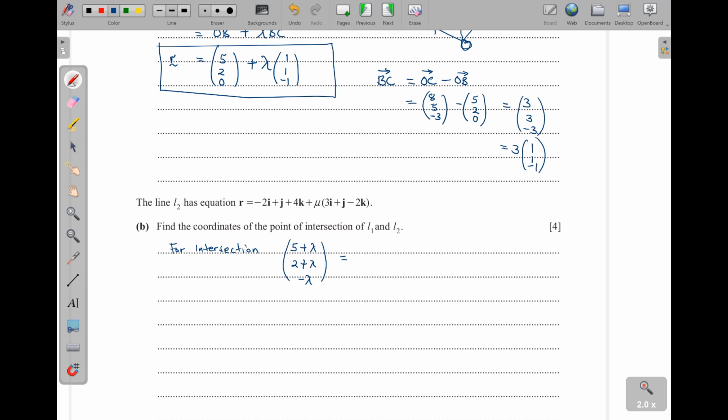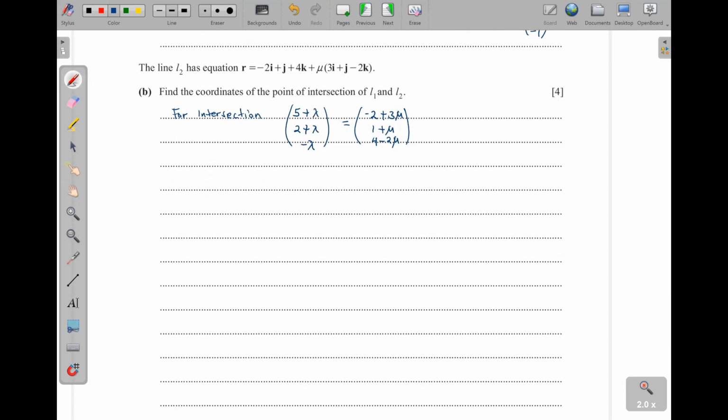Then from there, this one will be equal to, how about for this one? It will be -2. You can see the I here, and then the 3 mu. So I will have this as -2 plus 3 mu. Then the next one is going to be 1 plus mu, and then 4 minus 2 mu. Then we equate them. I will have just these two, and then I solve them simultaneously.